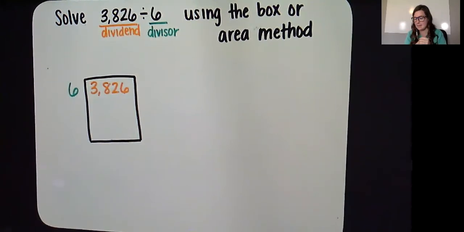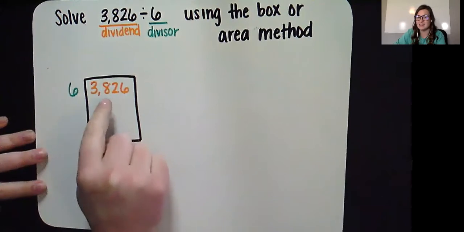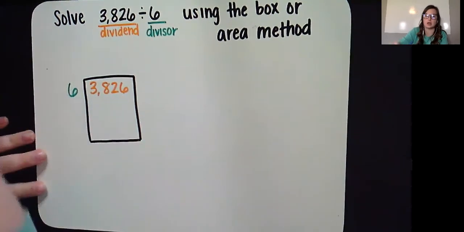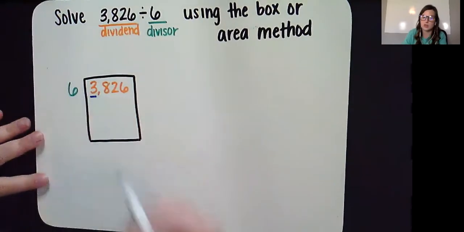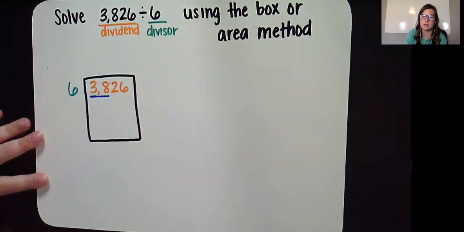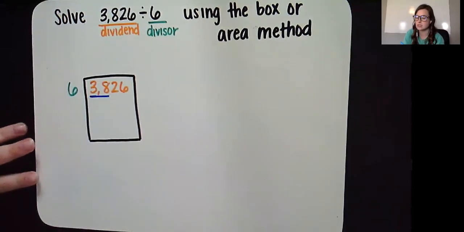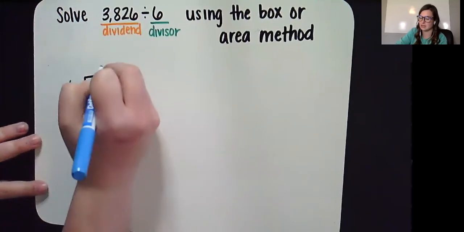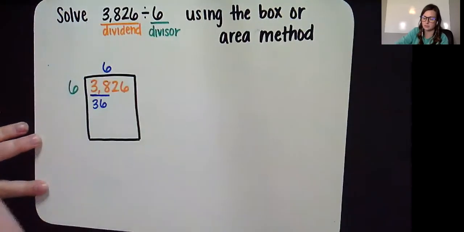3,826 divided by 6. I've got my dividend inside the box, my divisor outside. I'm ready to get started. 3 is less than 6, so I need to include the neighbor to get 38. The closest multiple of 6 to 38 would be 36, and we find that by multiplying 6 by itself.